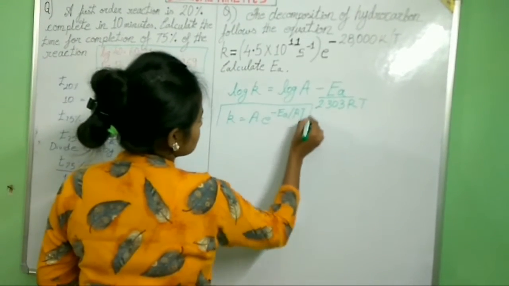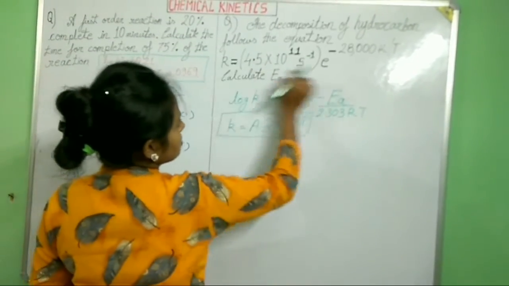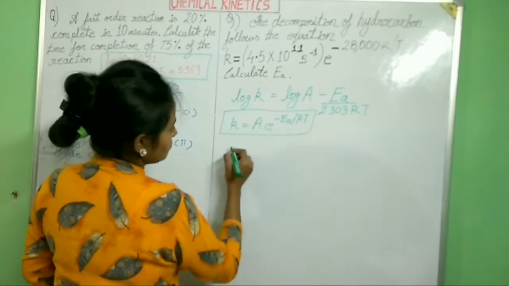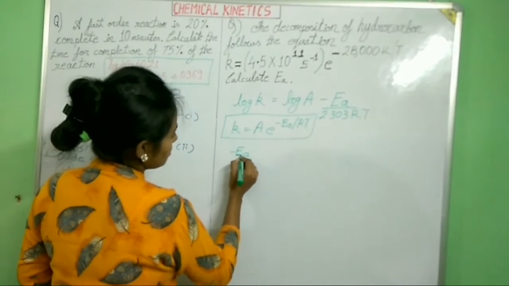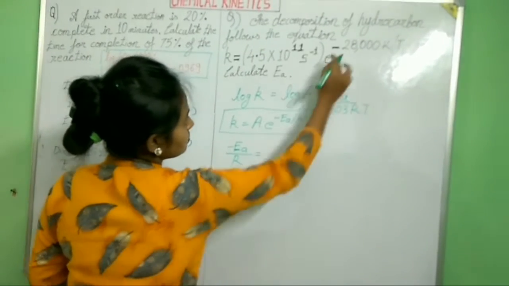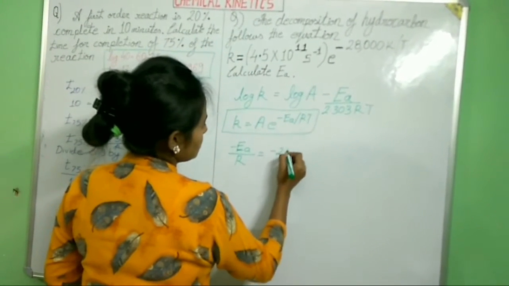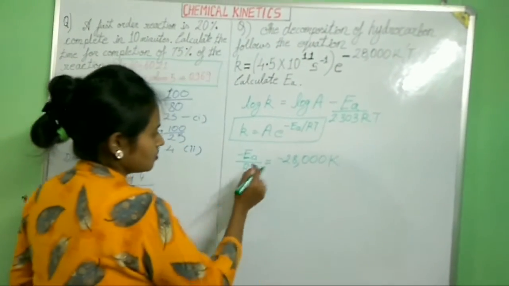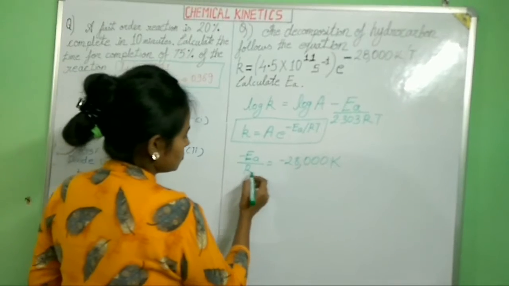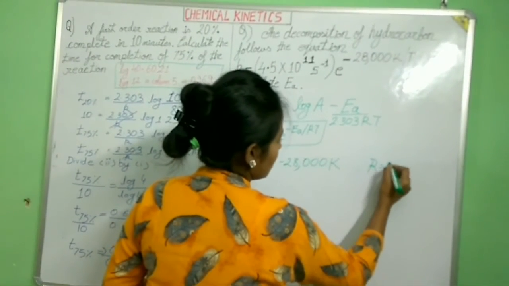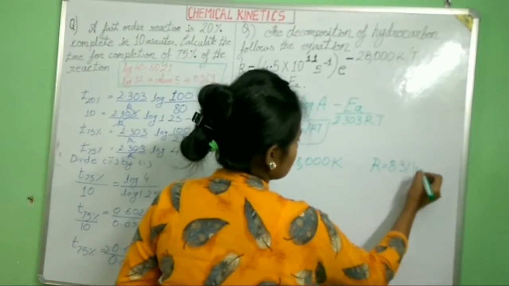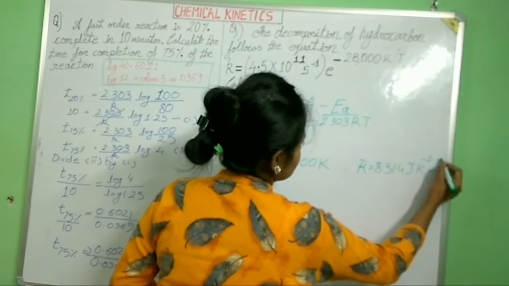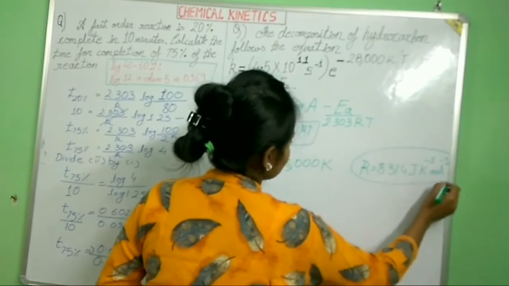Now look at this equation and look at this equation. 1 by T is also given here, and so what will be minus EA by R? Minus EA by R equal to minus 28,000 K. Yes. Now this minus and this minus will cancel out. So what is the value of R? We know R is 8.314 joule Kelvin minus 1 mole minus 1. Yes, this is the value for R.